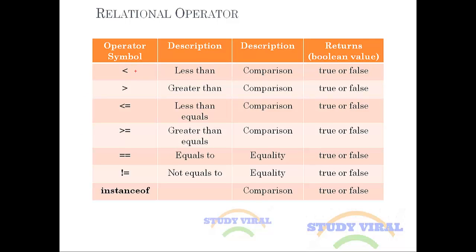The first one is less than, which returns a true value. Each and every one of them returns a boolean type value. Then greater than, less than or equal to, greater than or equal to. Equal to checks the equality of two operands, and not equal to also checks equality: if the two operands are not equal to each other, then it returns true.